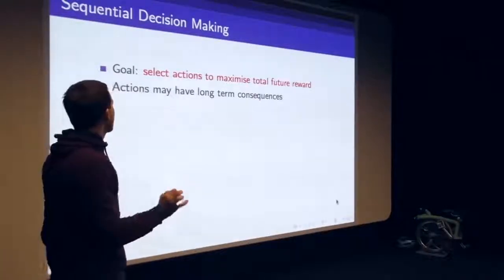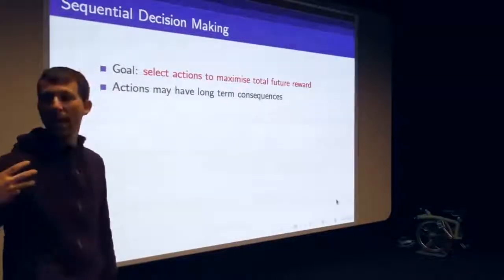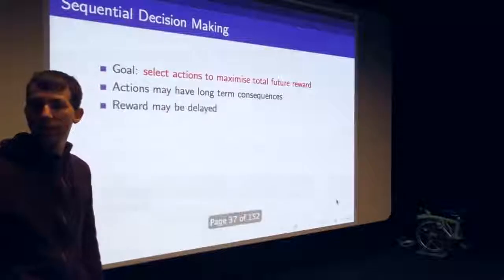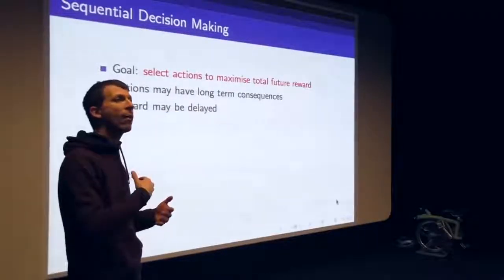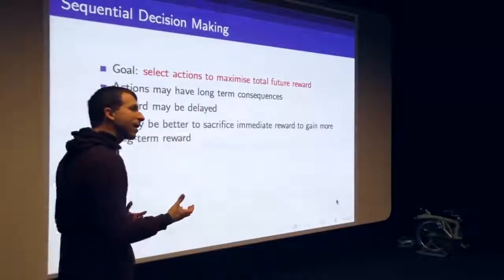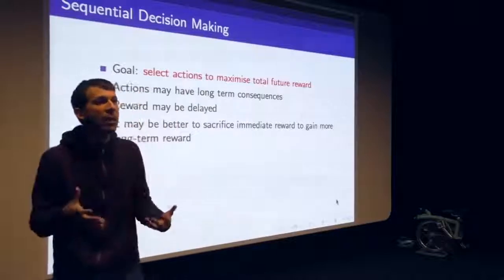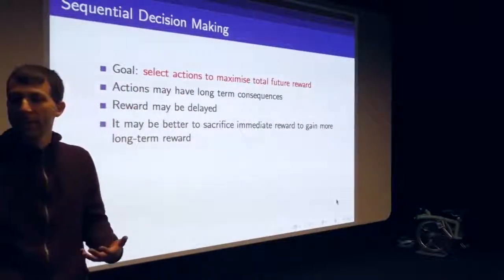In particular, what that means is that we have to plan ahead, we have to think ahead, because actions may have long-term consequences, and the reward that we get might not come now, it might come at some future step. Sometimes that might even mean that you have to give up some good reward now so as to get more reward later. So you can't be greedy when you do reinforcement learning. You have to think ahead.